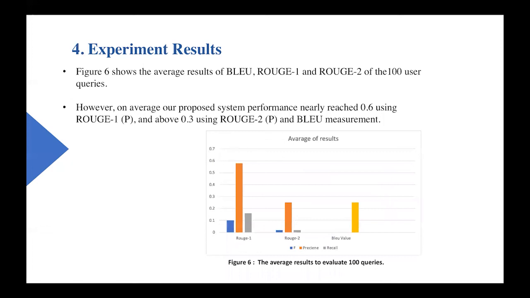Figure 6 shows the average result of BLEU, ROUGE-1, and ROUGE-2 of 100 user queries. On average, our proposed system performance nearly reached 0.6 using ROUGE-1 in precision, and above 0.3 using ROUGE-2 in precision and BLEU measurements.